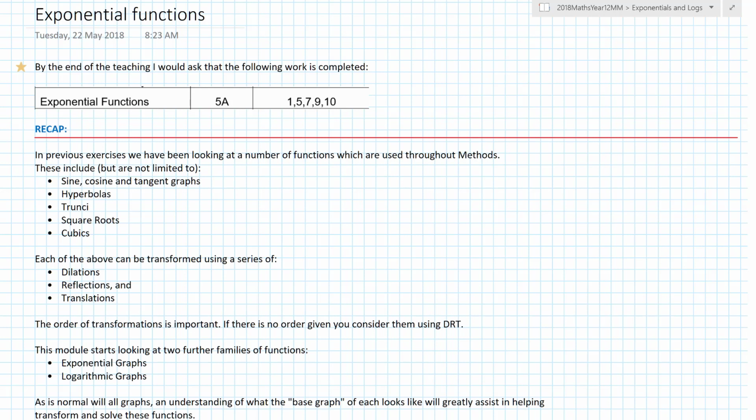Now, those of you who are being taught by me will know, because it's pretty standard now, that those are the questions from the Cambridge Essentials textbook series that I would very much like you to do. This will give you a great cross-section of questions to practice the skills we're about to learn.